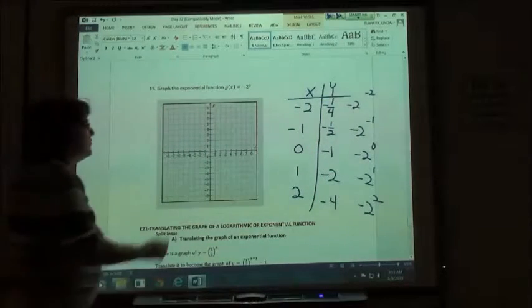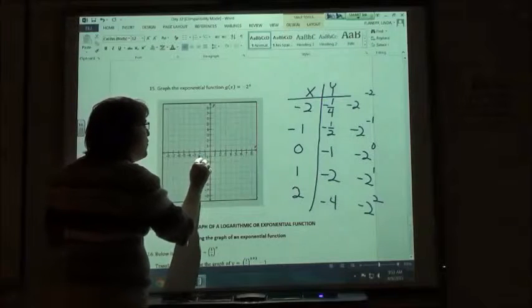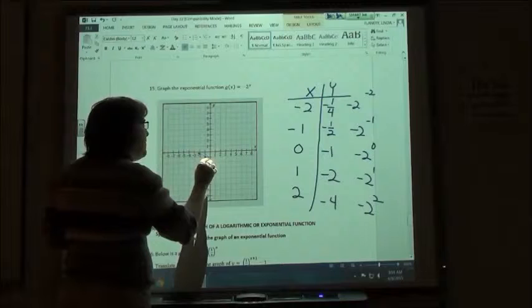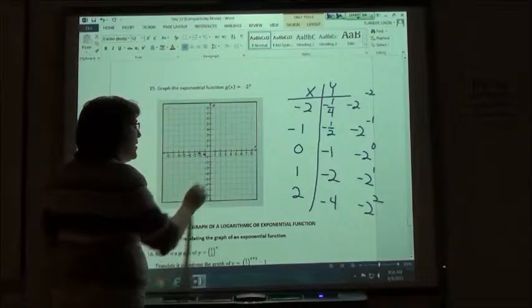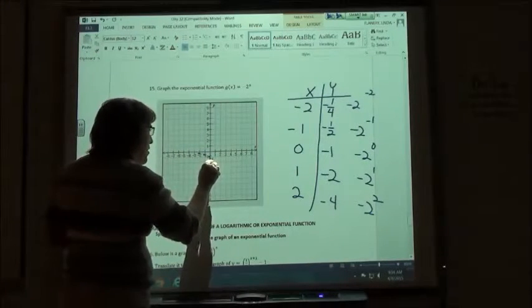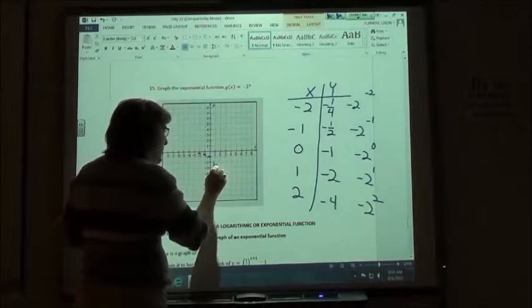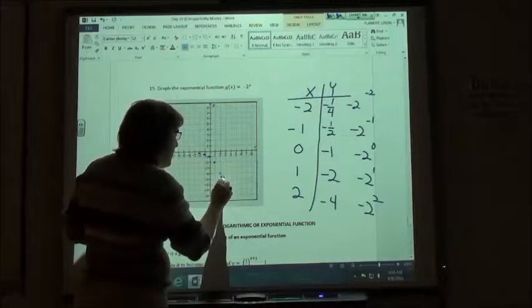Okay, so negative 2 is at negative 1/4. So we got to go down a little bit. Negative 1 is down negative 1/2, so a little bit farther. 0 is down to negative 1. 1 is down to negative 2. And 2 is down to negative 4.